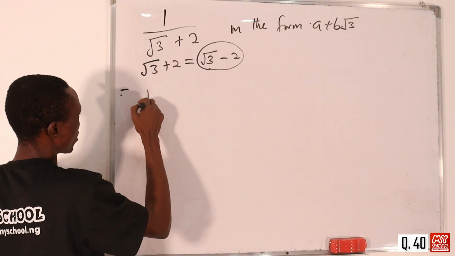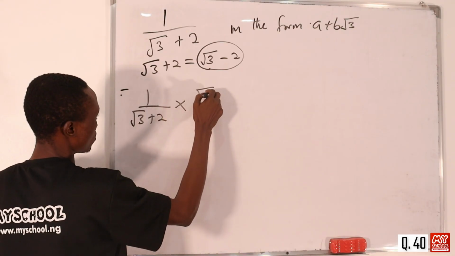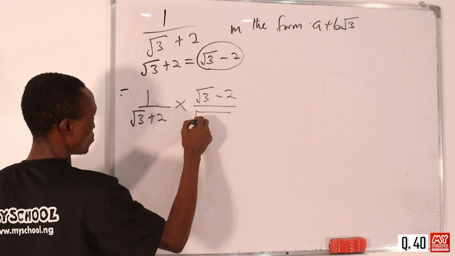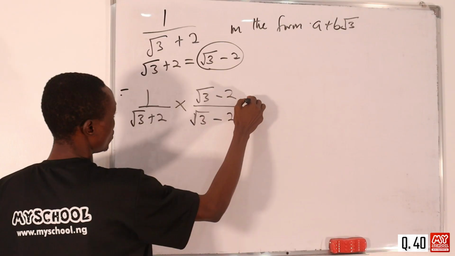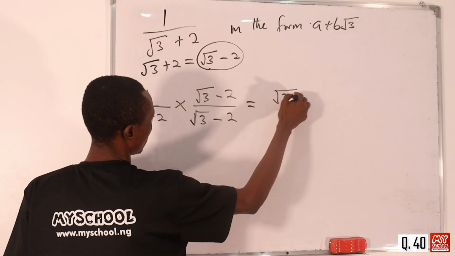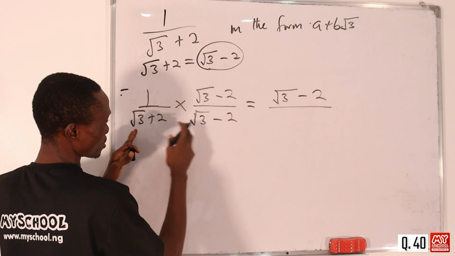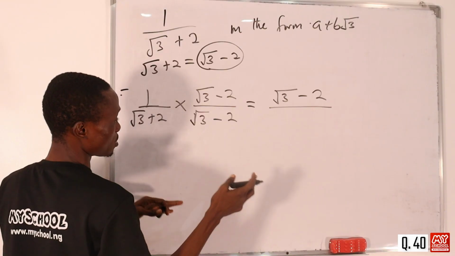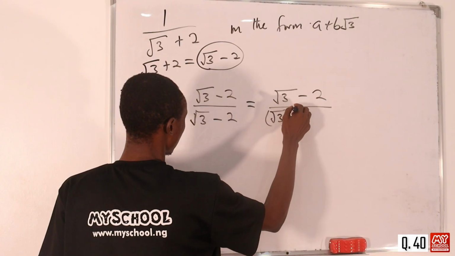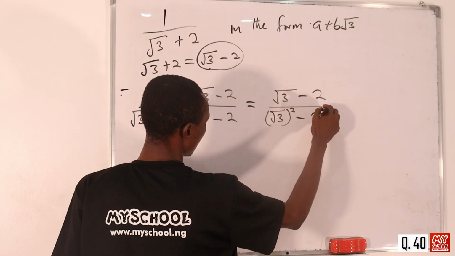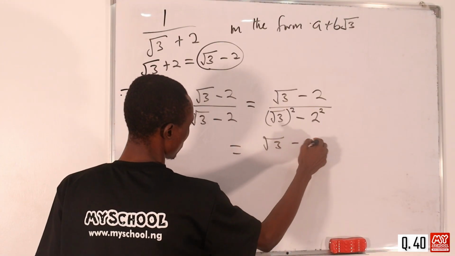So in this case, we have 1 over root 3 plus 2 times root 3 minus 2 over root 3 minus 2. If we multiply out the numerator, we still have root 3 minus 2. Then for the denominator, this is just like the factorizing of the difference of two squares. So this becomes root 3 in bracket raised to power 2, then minus 2 raised to power 2. At the end of the day, we still have root 3 minus 2 all over.